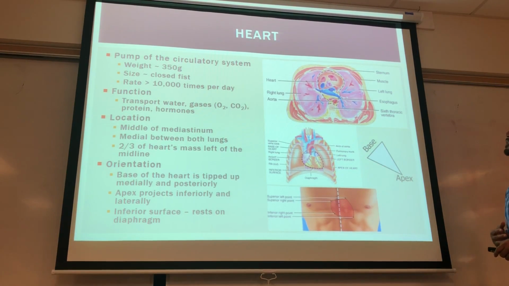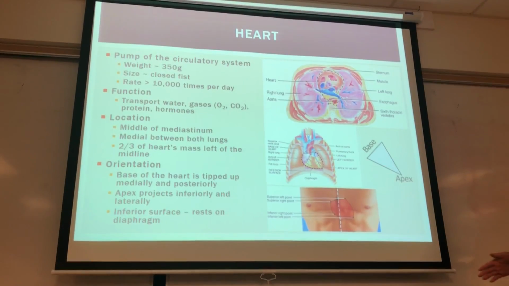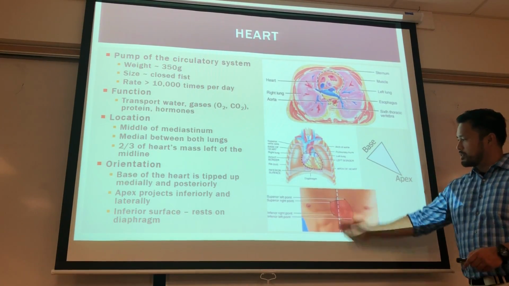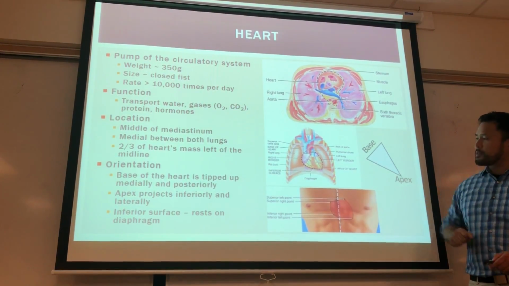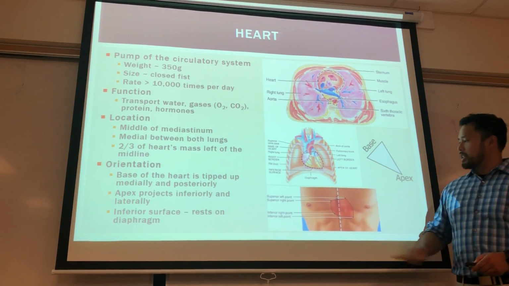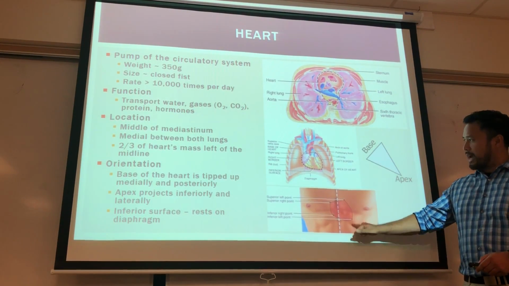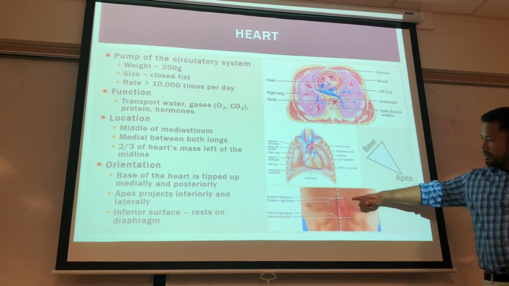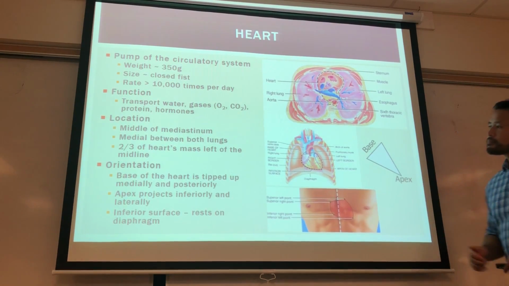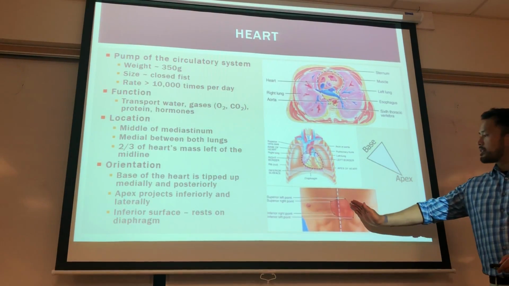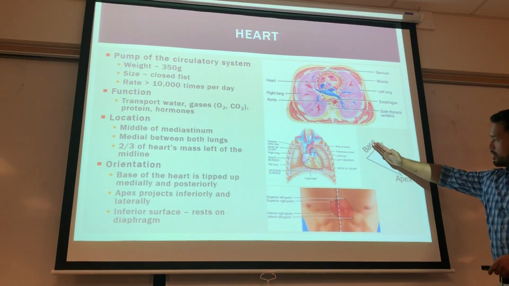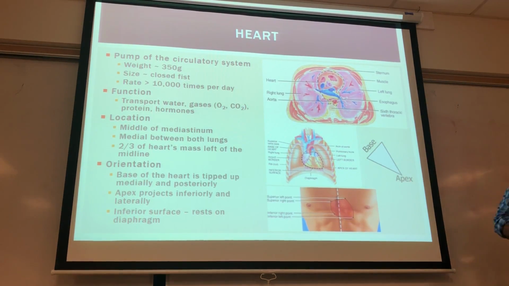Looking at the location of the heart, about 2/3 of it is to the left of the midline. Here you can see the midline of the body, and 2/3 of the heart is on the left side. You'll see the apex of the heart is pointing down left. The base of the heart is up here at the top. There's a slight tilt to the heart itself, where you can see the orientation of it.